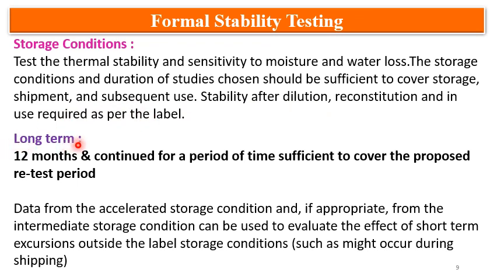Then long-term condition, 12 months and continued for a period sufficient to cover the proposed retest period. So it is not only the 12 months period for stability testing, it is the period for long-term stability testing till which the applicant is going to propose the retest period or shelf life period. Data from the accelerated storage condition and if appropriate from the intermediate storage condition can be used to evaluate the effect of short-term excursions outside the label storage conditions which might occur during shipping.